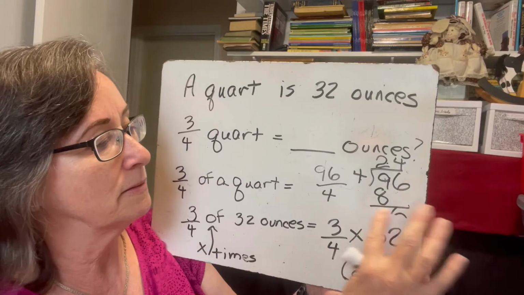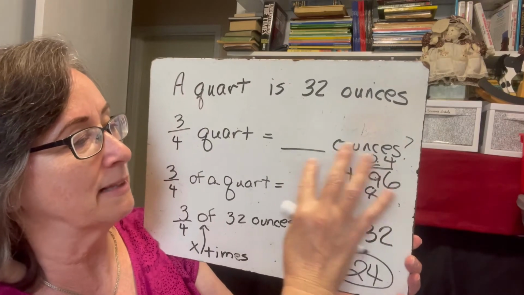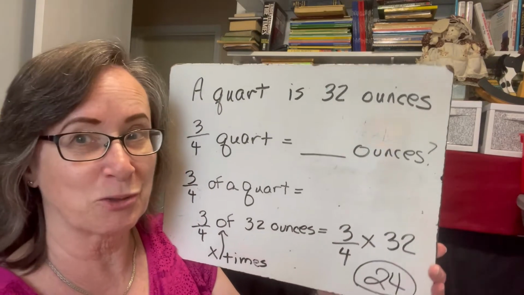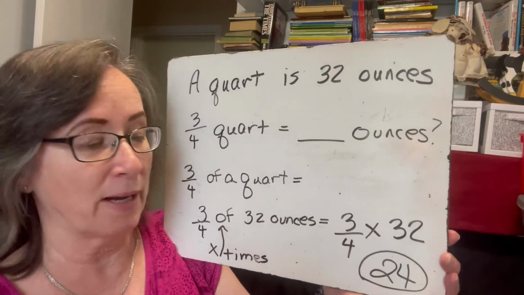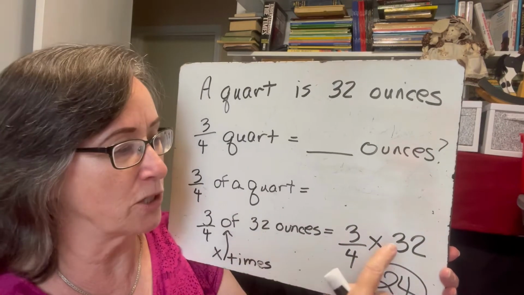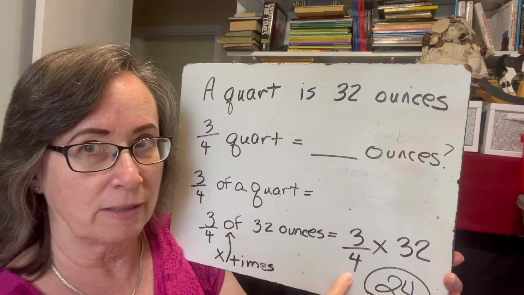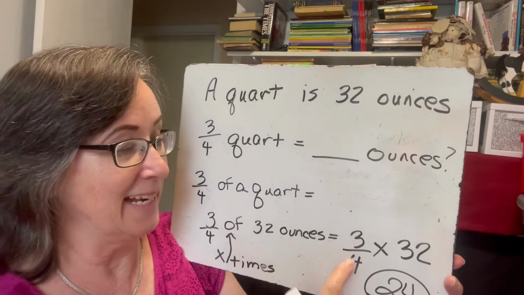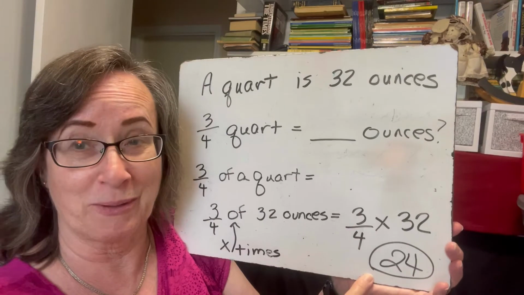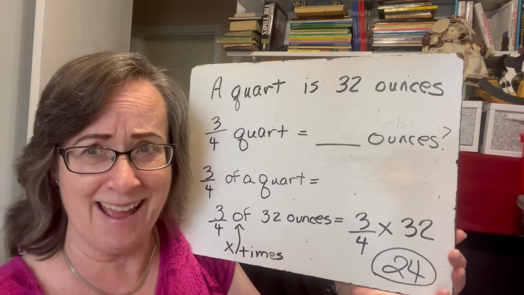Now, let's take this off the board. Let's see if we get 24 when we do it the easy way. 32 times 1/4, which is 32 divided by 4, is 8. 8 times 3 is 24. And that one was so easy, I didn't even have to write it down.